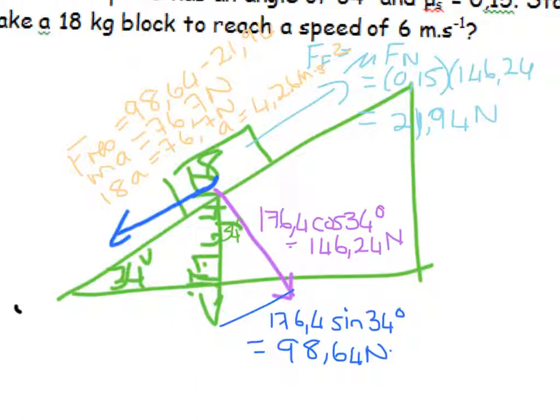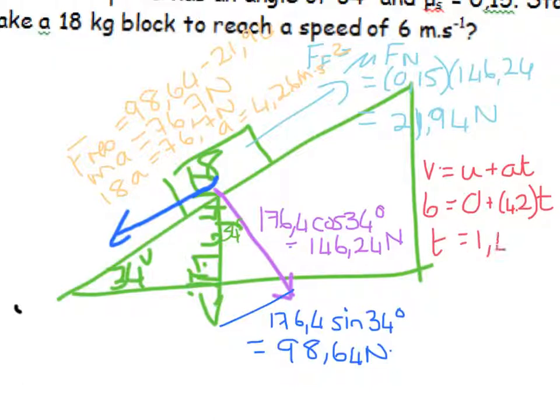So how are we going to do that? We're going to say final velocity is 6, initial velocity is 0, acceleration is 4.2, and I'm going to work out how long that will take. So I was given a final velocity, I know it started from rest, I've worked out an acceleration, now I can easily work out the time, and the time turns out to be 1.4 seconds.